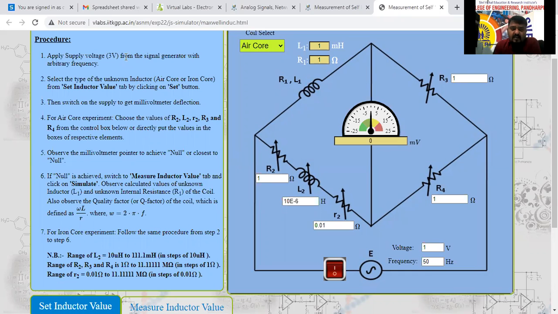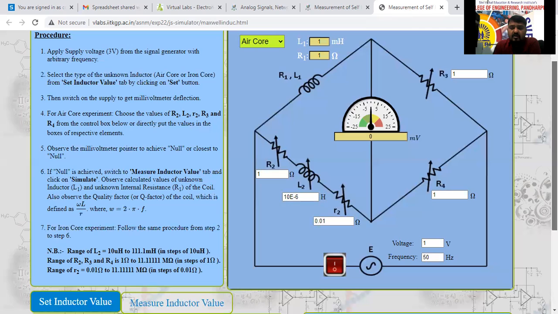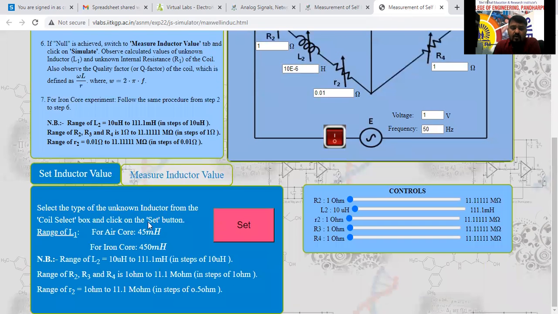On the left side, they have given the procedure. According to that procedure, we have to calculate. So what we have to do is set the inductor value. For air core, we have to set 45 millihenry, and for the iron core, we can set 450 millihenry. Once we click on this button, it is going to set.